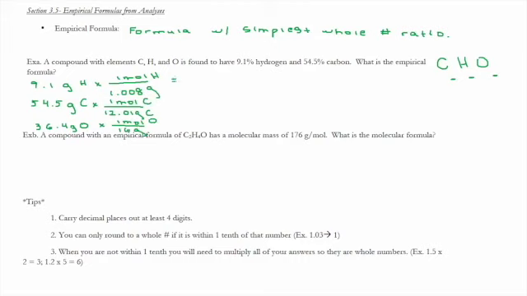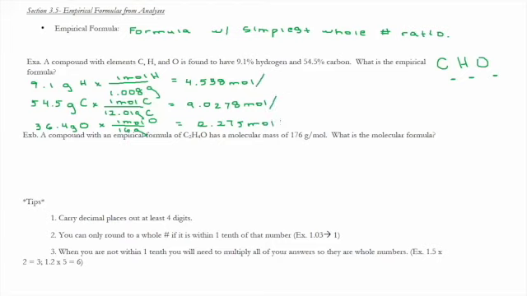So when I find the moles of hydrogen, I get 4.538 moles. For carbon, what I get is 9.0278 moles. And then for oxygen, I get 2.275 moles.